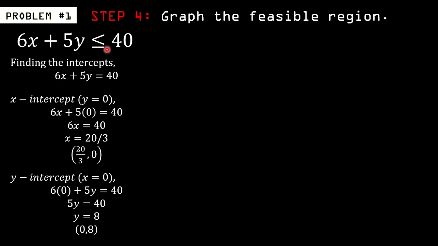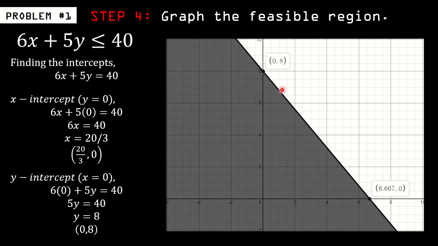Now, since we are dealing with the linear inequality here, we have the less than or equal. If you will recall, we said that if we have less than or equal, we have a solid line, and at the same time the shaded region is in the lower part. So here's what will happen. The x-intercept is 6.667 or 20 over 3, comma 0. And then the y-intercept, we have 0, comma 8. Then we connect and extend both sides.